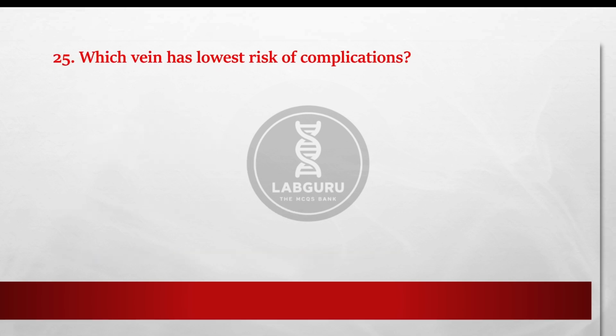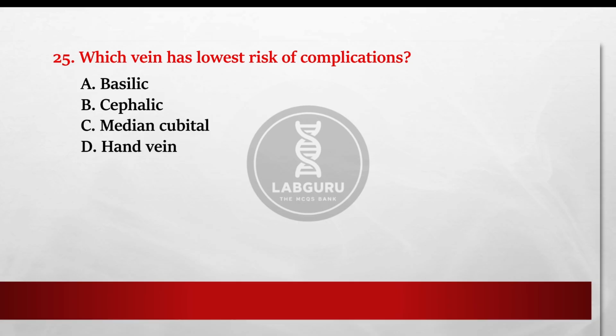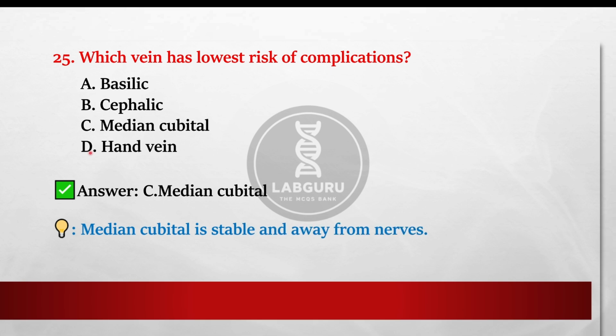Question number 25. Which vein has the lowest risk of complication? As we know, we have the options. Option A is the basilic, option B is cephalic, option C is median cubital, and option D is the hand vein. As we know, the most preferable vein site for blood collection is the median cubital because it has the lowest risk. Median cubital is stable and far away from the nerves, so it is very easy to collect the sample from the median cubital vein.